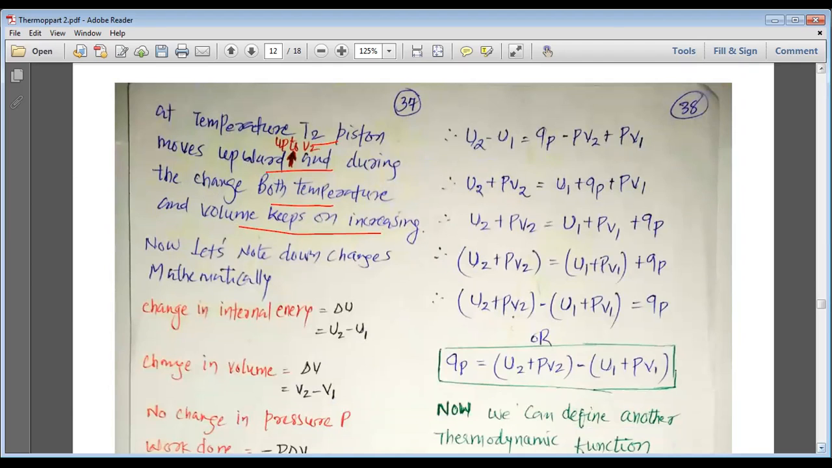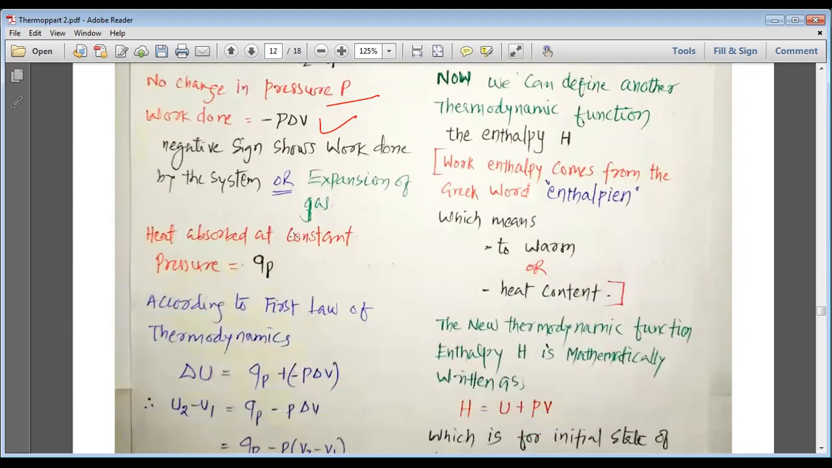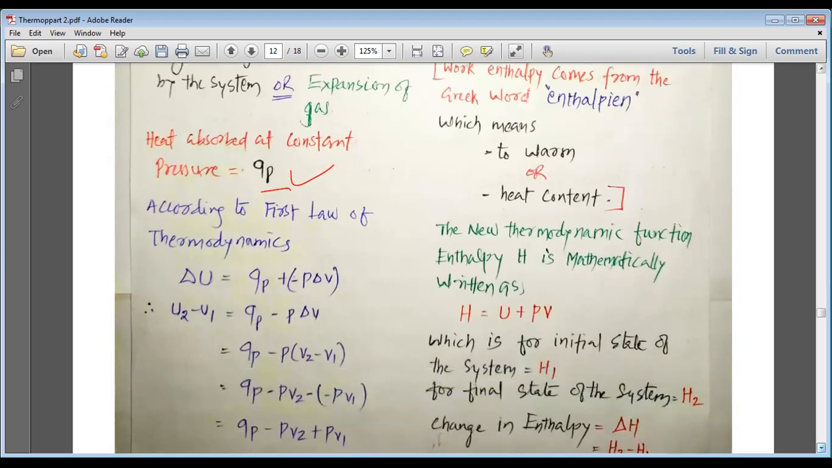So now let us understand the changes mathematically. We can see that the change in internal energy is U2 minus U1, the change in volume is V2 minus V1, pressure remains constant, and the work done is minus P delta V. The negative sign shows that the work is done due to the expansion. Heat absorbed is QP, and that is why, according to the first law of thermodynamics, delta U is equal to Q plus W.